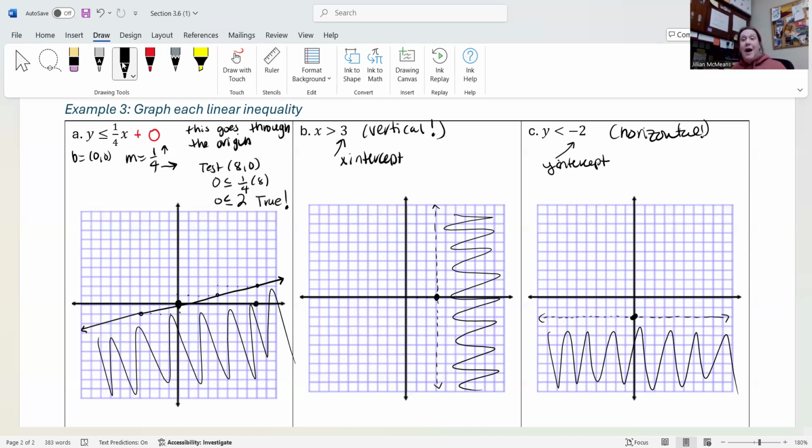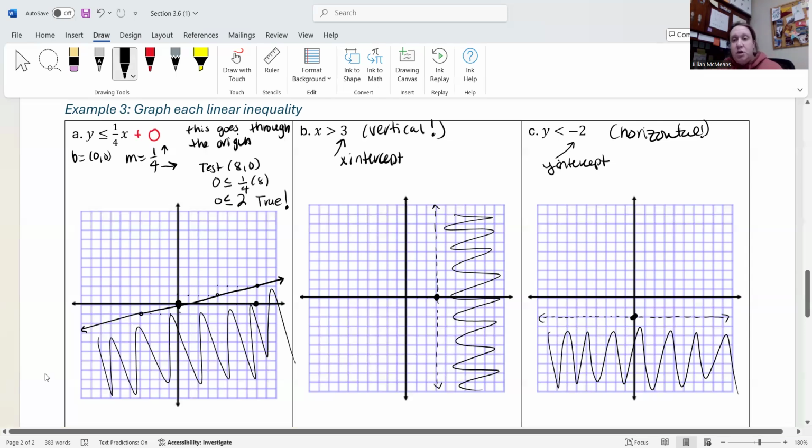So that is graphing linear inequalities in two variables. It is kind of time consuming. I know this video was long. Hopefully you stuck with it. Just make sure you know how to deal with regular old inequalities and then these kind of special cases, the situation where you go through the origin and then vertical and horizontal lines.